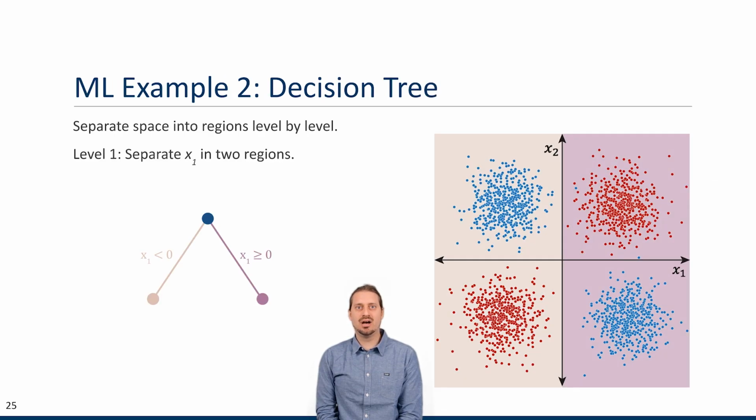But of course, we can turn to more complex models that can also solve these more complex tasks with data. This brings us to our second example, which is a decision tree. This is a more complex model that allows us to separate data as we have it here. The way this works is to hierarchically separate our input or feature space into regions. And at each level of the decision tree, we separate our input into two regions.